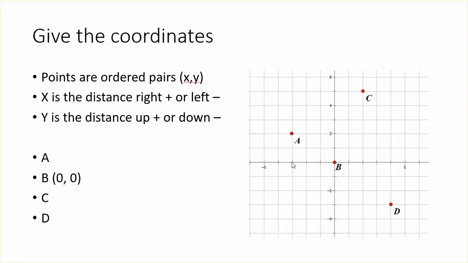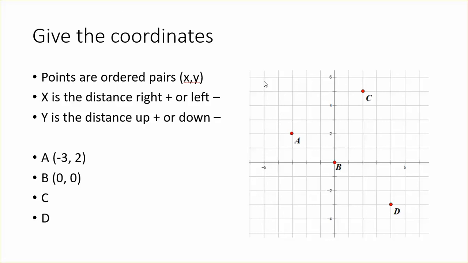Okay, so I moved left 3. Since I moved left, my x-coordinate is -3. Then I count how far up I moved. So from the origin, I had to go up 1, 2. Up is positive. And the coordinates of A are -3, 2.